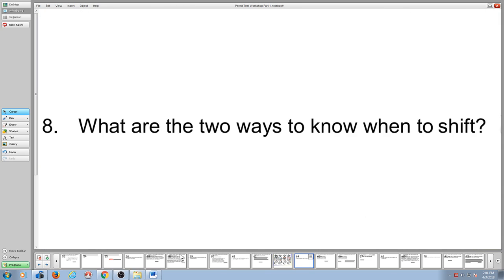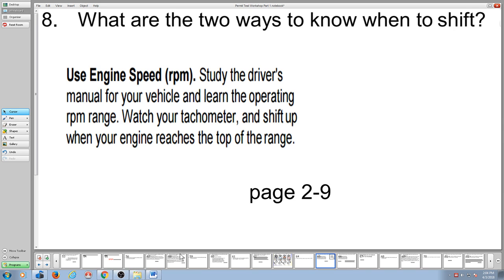What are the 2 ways to know when to shift? Speed and road conditions? No, speed and... Sound can be one. I could see that. I could see a good argument for that. There's a particular gauge on the truck that you use to shift, right? RPM, the tachometer. That's going to be the most important.